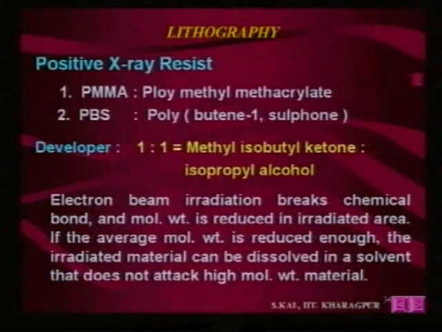And here also we use some positive resist as well as negative resist. Positive photoresists are PMMA and PBS. PMMA is polymethyl methacrylate, and PBS is polybutene-1 sulfone. You may forget the details of the photoresist names, but PMMA and PBS you have to remember, the short names. PBS and PMMA are the positive photoresists for X-rays, and the same photoresists are also used in case of electron beam lithography also.